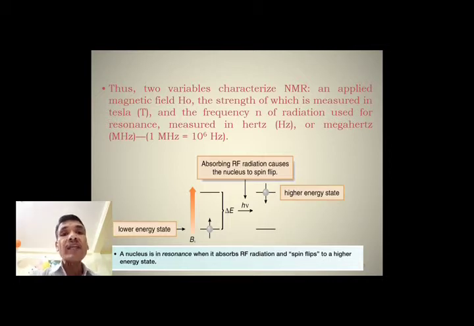Between the low energy state nuclei and high energy state nuclei, the energy level difference is very, very small. Delta E can be calculated by using the equation delta E is equal to h nu. By absorbing h nu amount of energy from radio frequency radiation, it causes flipping of spin. That is, nuclei get excited from the lower energy level to the higher energy level.